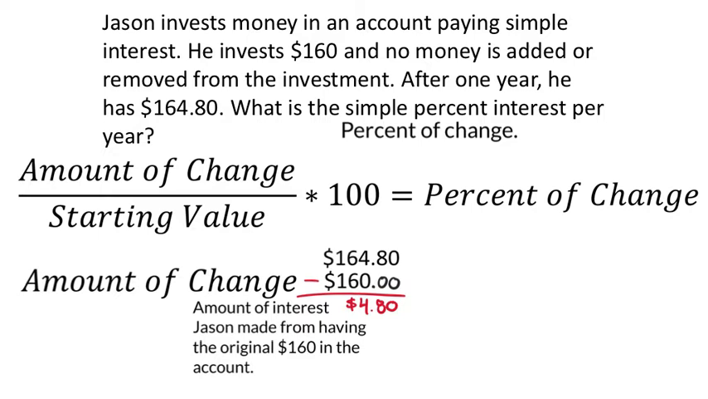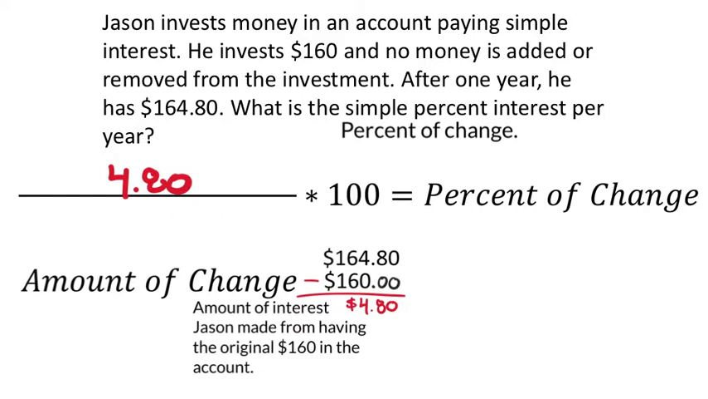Well, let's go back to our formula here, right? We know that the amount of change is now $4.80. Let's replace that there. And what's our starting value on this one? Well, starting value is how much he had invested in the beginning, which is showing as that $160. So that's going to be my denominator here. And again, I'm just going to put this in my calculator, see what I get.